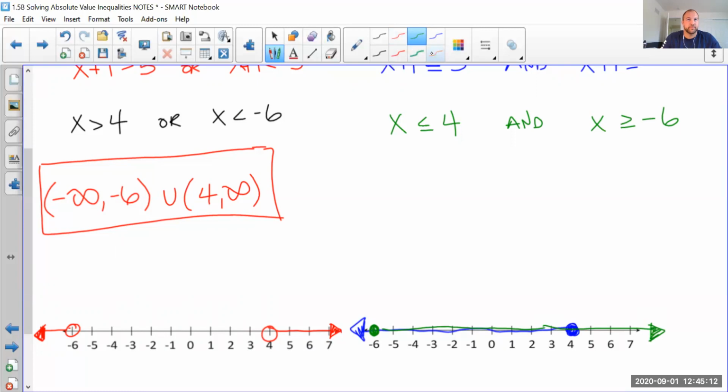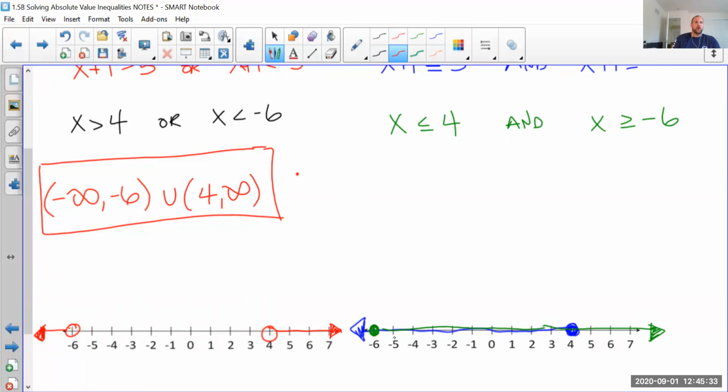So remember, let's do this. With "and" problems, your final answer is where they overlap. Okay, it's where they overlap. And so when I'm looking at this problem, since it's an "and" problem, I need to show where my final answer is. If I just left my graph like this, it is incorrect.